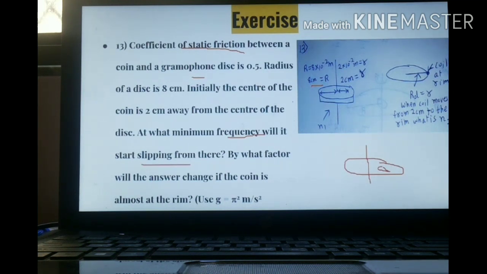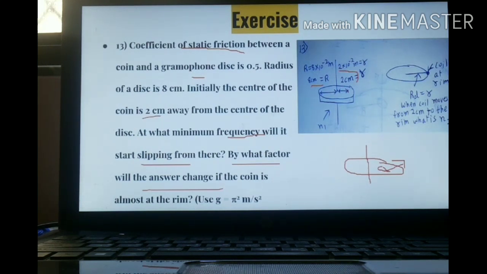See, there is some frequency at which this coin will start slipping. So first of all we have to find out this minimum frequency. By what factor will the frequency change if the coin is almost at the rim? This coin is previously over here. Now if this coin is taken to the rim, by what factor will this frequency change? Previously we are considering this coin at a certain distance, that is 2 centimeter from this rim.